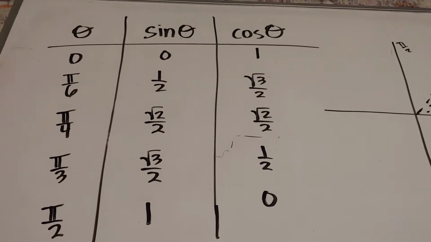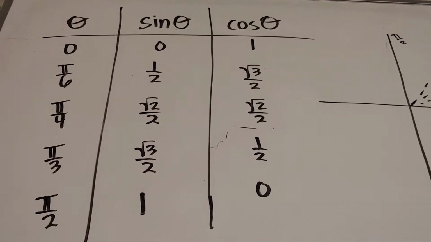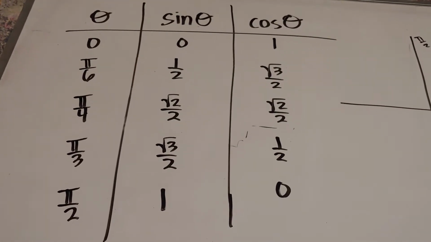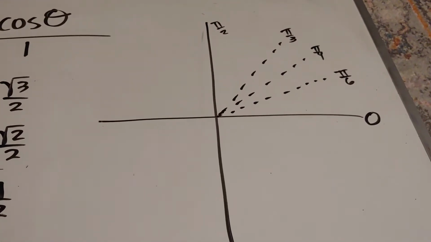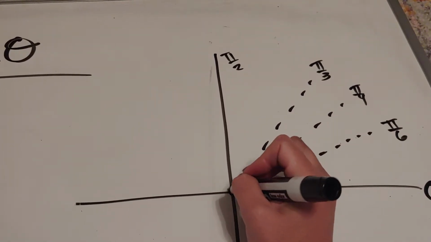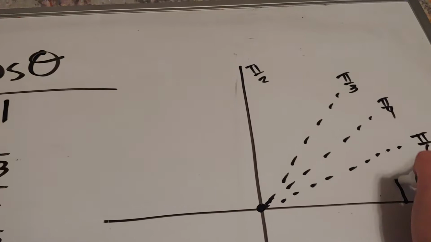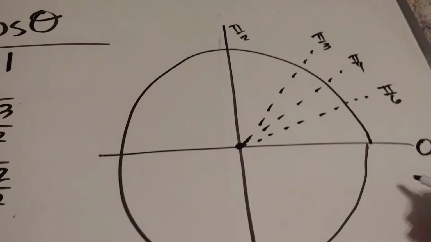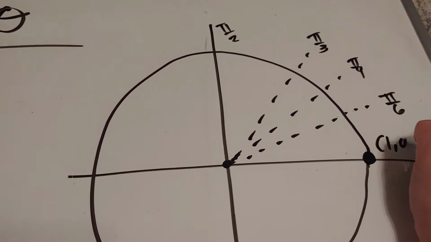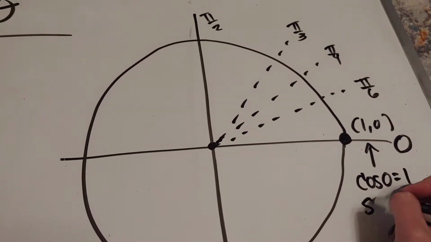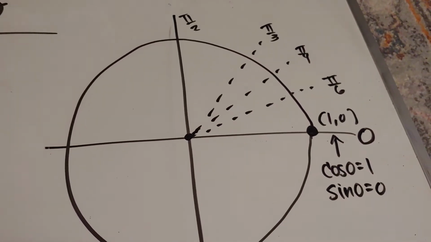Okay, now, when I say the unit circle, what we're talking about is if I was to sweep 0, pi/6, pi/4, pi/3, or pi/2. All of those land in the first quadrant, which you'll see right there. If we were to draw a circle with a center at the origin and a radius of 1, sorry, my circle's not that great, but there you go. This is the coordinate (1, 0), which says the cosine of 0 is 1 and the sine of 0 is 0.